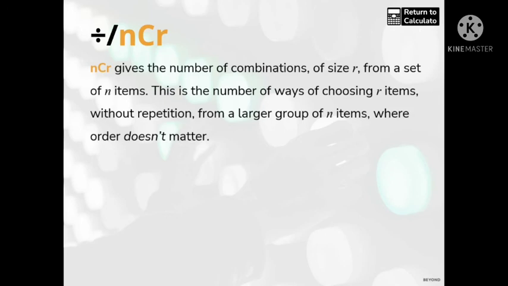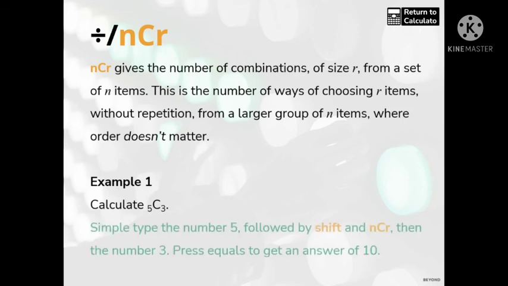NCR is what we use a lot, it is the number of combinations of size R from a set of N items, without repetition, where order doesn't necessarily matter. We use this a lot with binomial expansion, which we'll learn first year and second year of A-level maths. 5C3 then is an answer of 10.